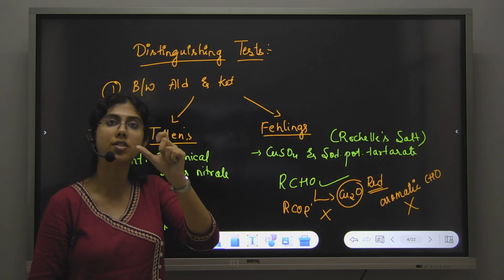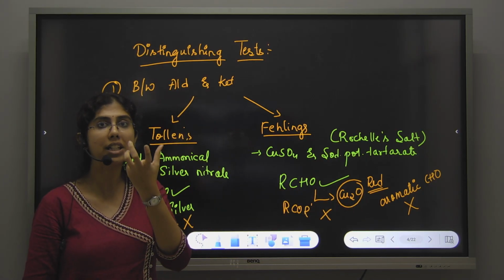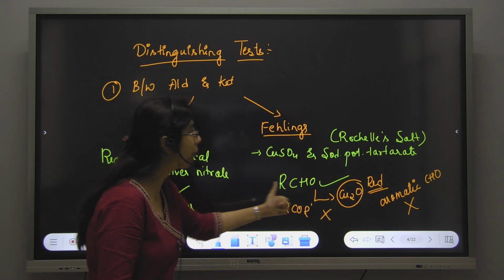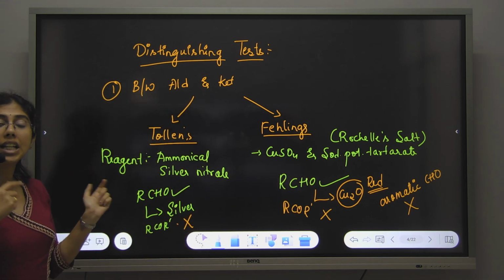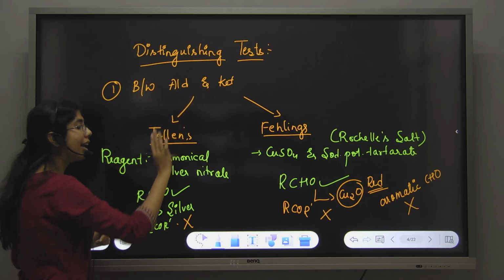In a distinguishing test we have to see the changes, so here the color comes. These reactions help us to distinguish between aldehyde and ketone.